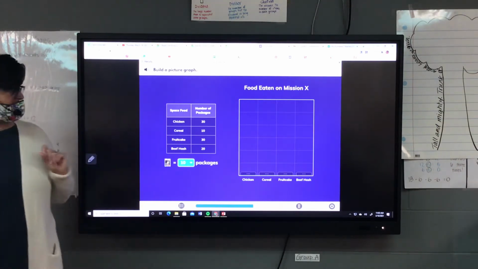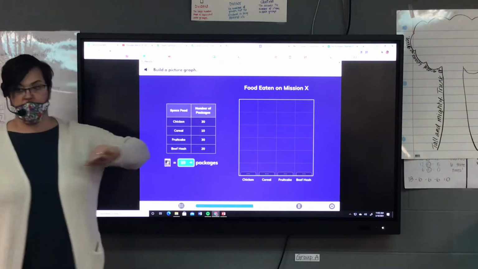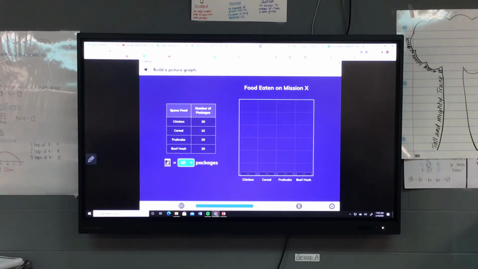True. Okay, notice we're going from the bottom up now, from the side to this side. Okay, so number of chicken packages. We have up here 30. And we're skip counting by 10. Let's skip count by 10s, stopping at 30. 10, 20, 30. Stop. What about cereal?